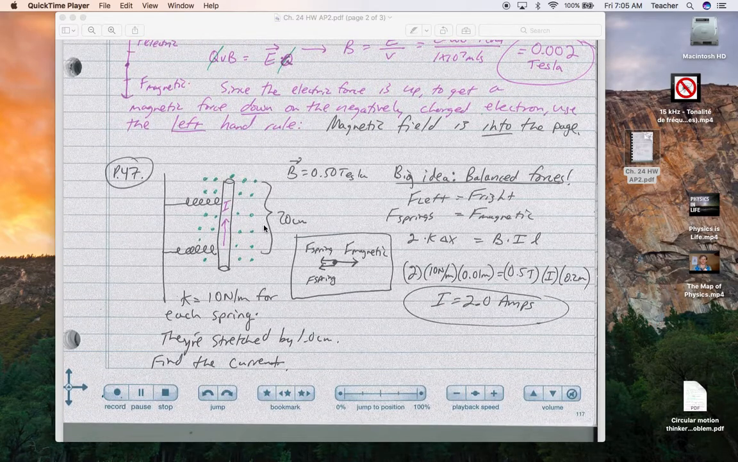For P47, this was similar to a conceptual question. The big idea, again, balance forces. You've got 2 springs acting to the left, and then a magnetic force would be pulling to the right. So 2 times k times delta x plus B times I times L. If you only had 1 spring, and the spring was stretched this much, then either it would have to have twice the spring constant, or something would have to change over here. But in this case, a 2 amp current would equal that magnetic force for the other information given. And notice I'm showing 2 springs acting to the left.